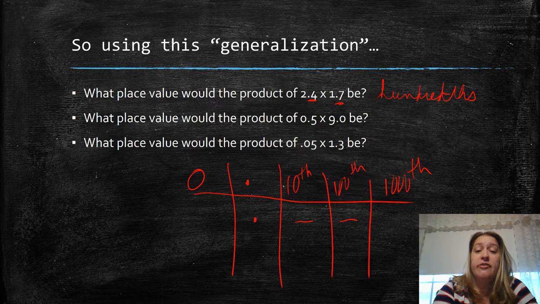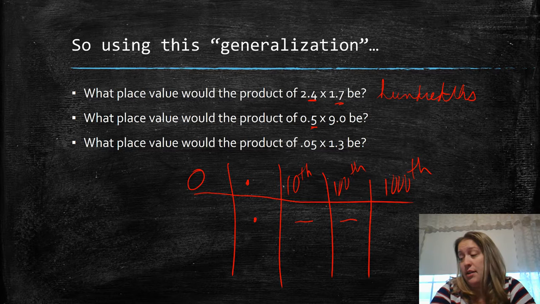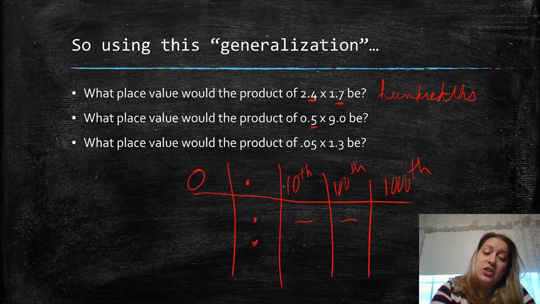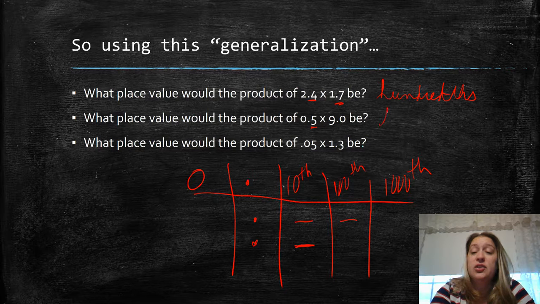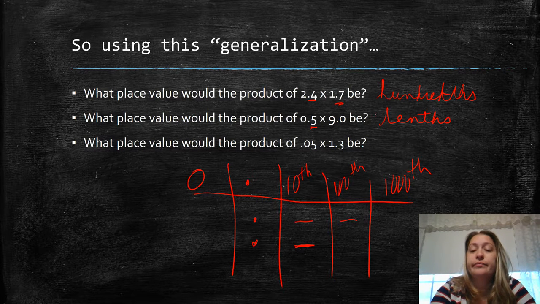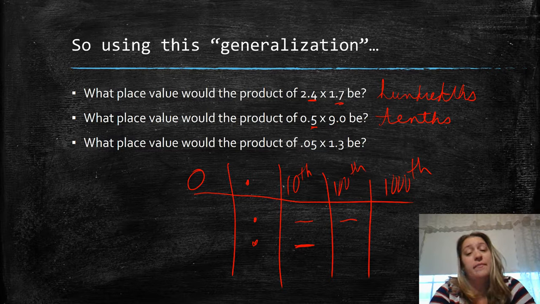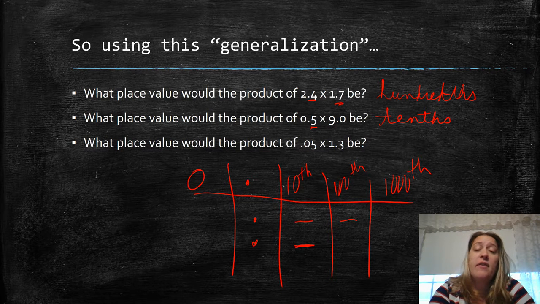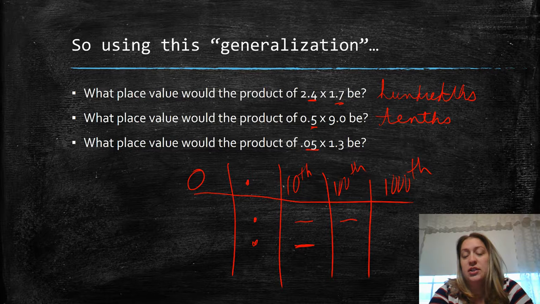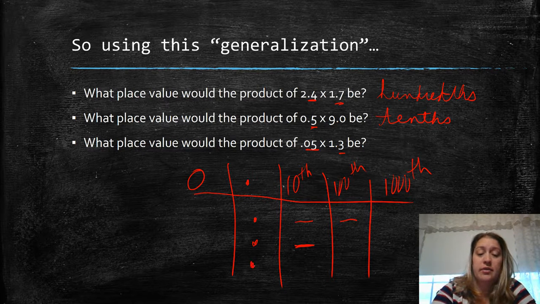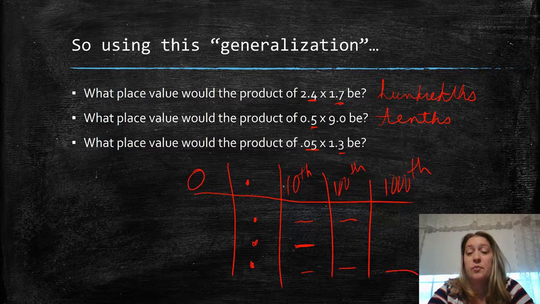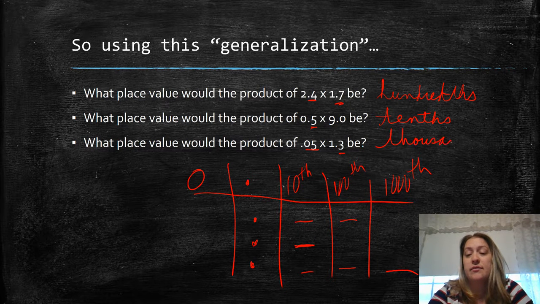What place value is the product of 5/10 and 9/10? We only have one digit after the decimal. So this is going to be in our tenths. All right, here's another one. What place value would the product have of 500ths times 1 and 3/10? We have two digits here, one digit here. So this would be in the thousandths. Okay?